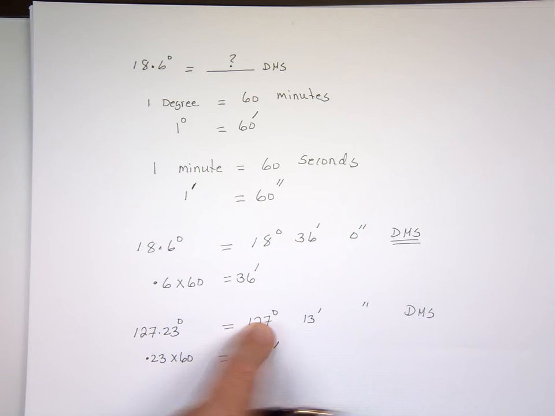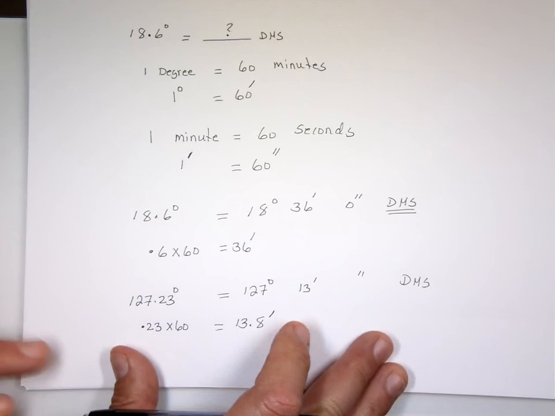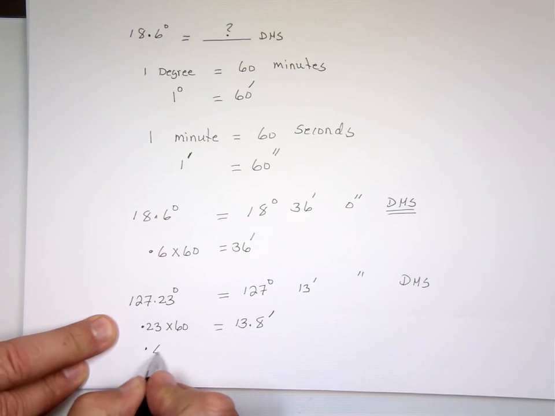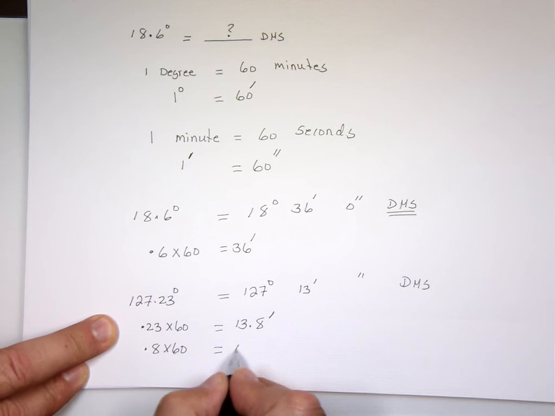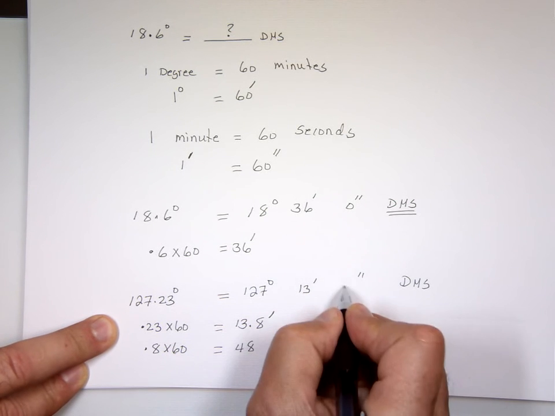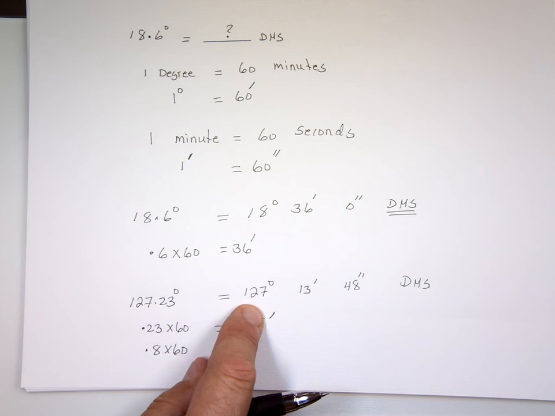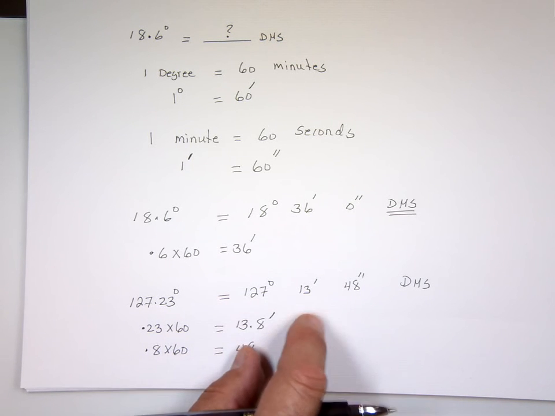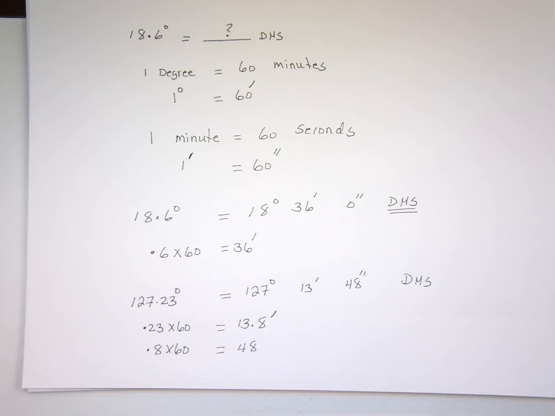What about the 0.8 minute? I don't want the 0.8, so that's 0.8 times 60 again. What's that, 48? So it's 127 degrees, 13 minutes, and 48 seconds. That will give me 127.23 degrees on the money.